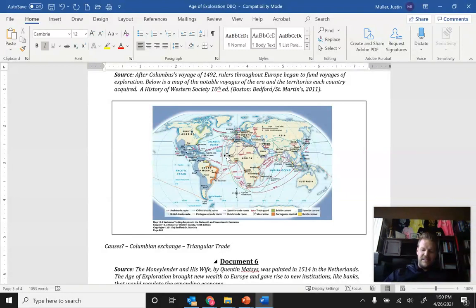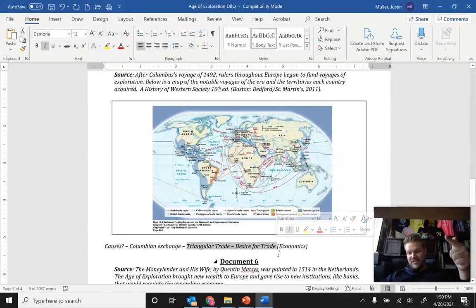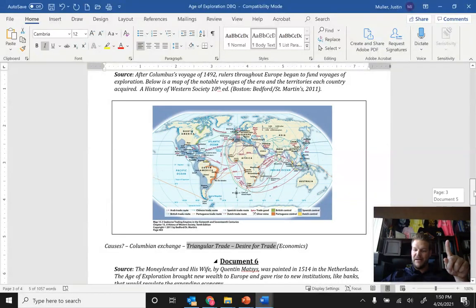But you know what? The desire for trade, right? Is that economics? Maybe. But if I find another document that talks about the desire for trade, now I have an economics one and a desire for trade category. Again, what do I mean by categories? Well, let's go back up.